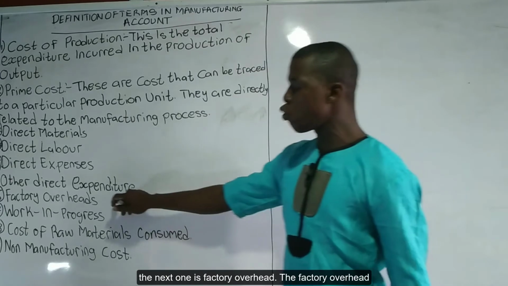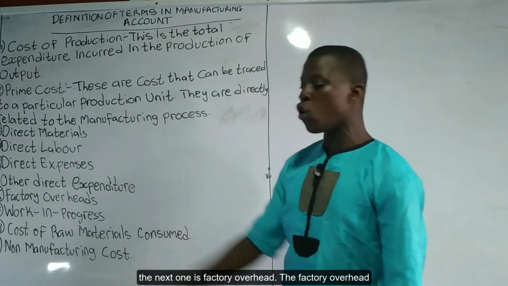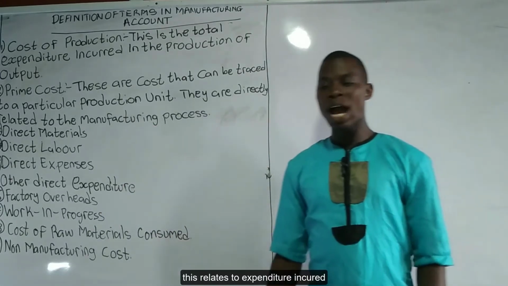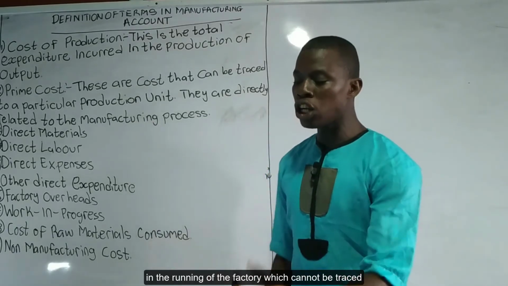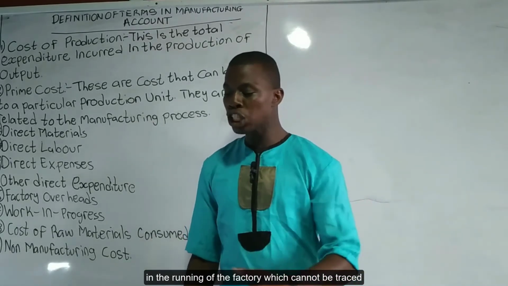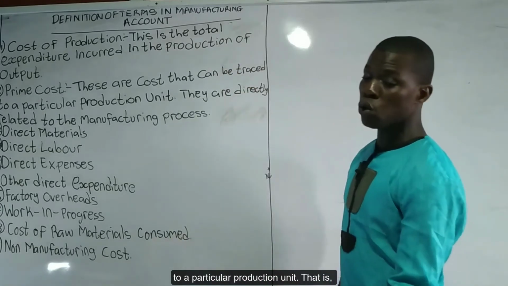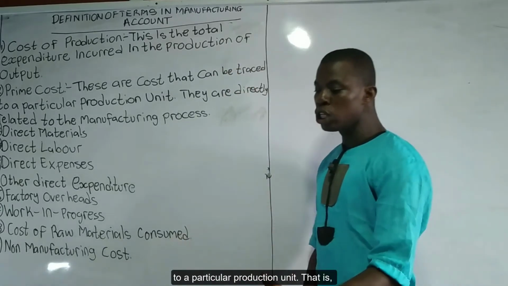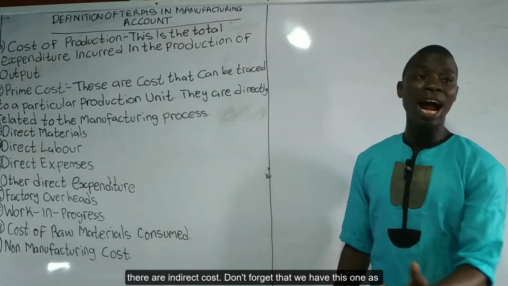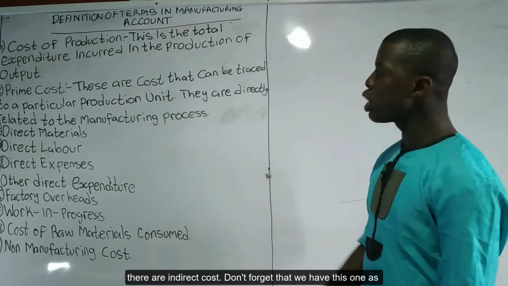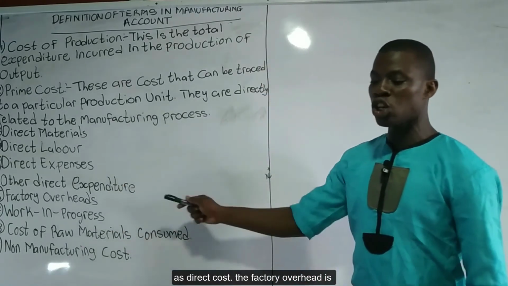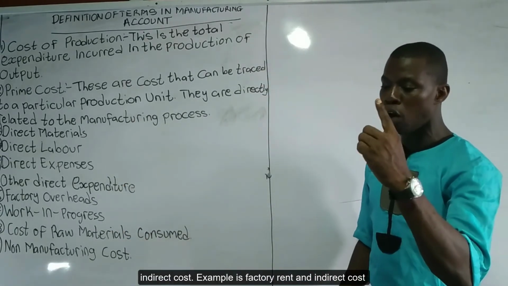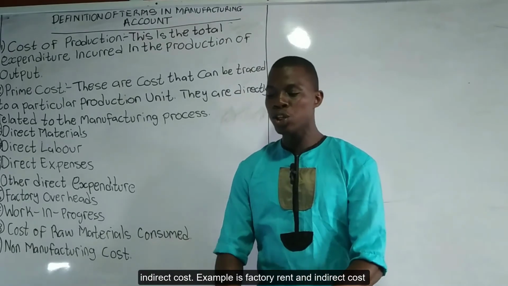Now, the next one will be the factory overheads. The factory overheads relate to expenditure incurred in the running of the factory which cannot be traced to a particular production unit. That is, they are indirect costs. Don't forget that we have this one as direct cost, then the factory overheads are indirect costs. Examples of it are factory rent and rates.